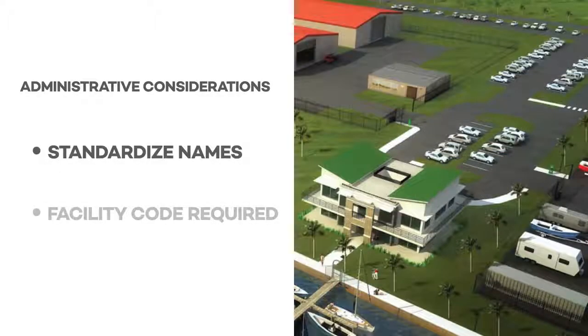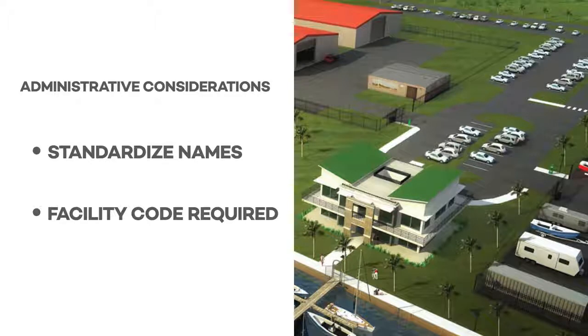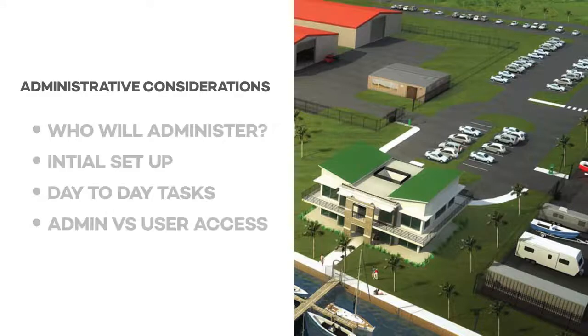It's also helpful to standardize names for access points and groups. Descriptive names like Gate 1 North and Door 2 Rear are more informative than Entrance 1 and Entrance 2. Descriptive names also make reports easier to understand. Also, consider that myQ Business connected equipment does require a facility code to function correctly.